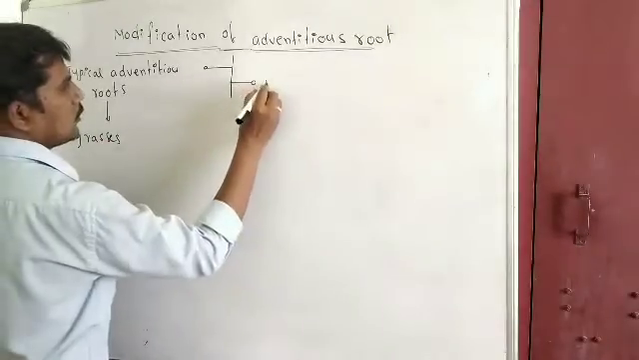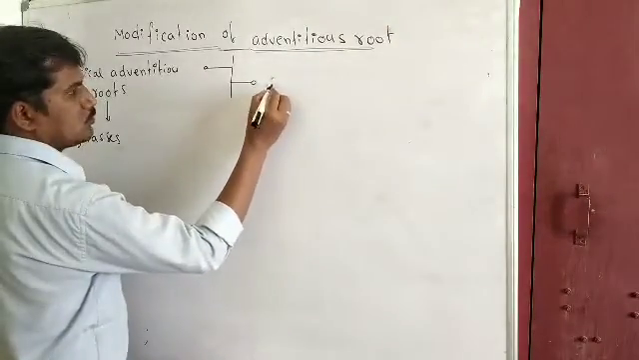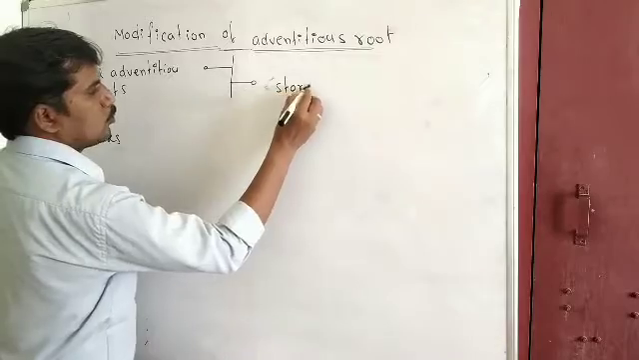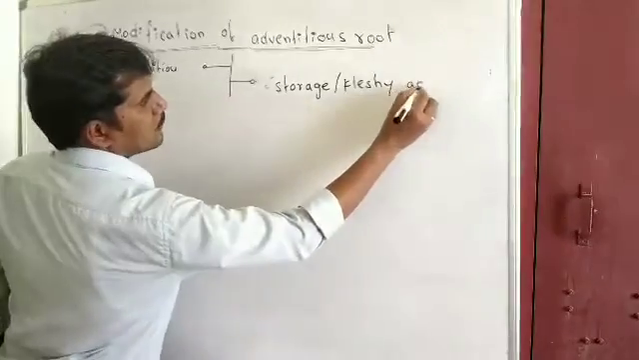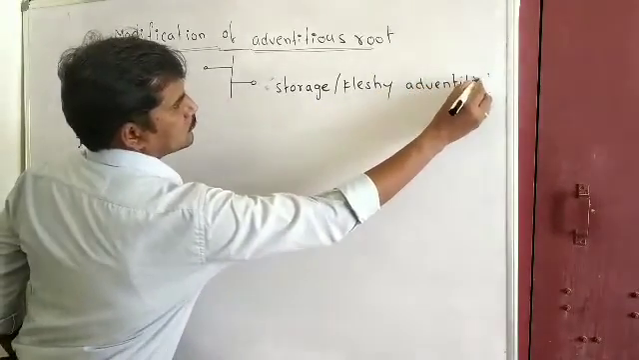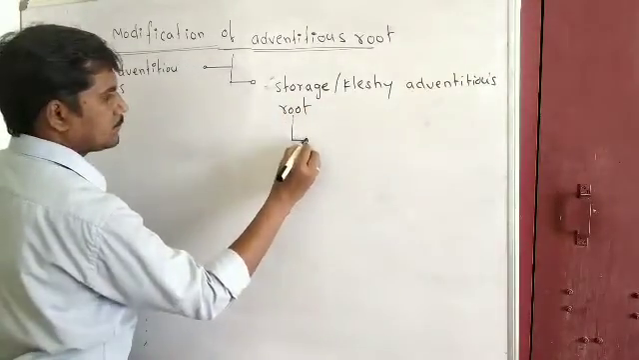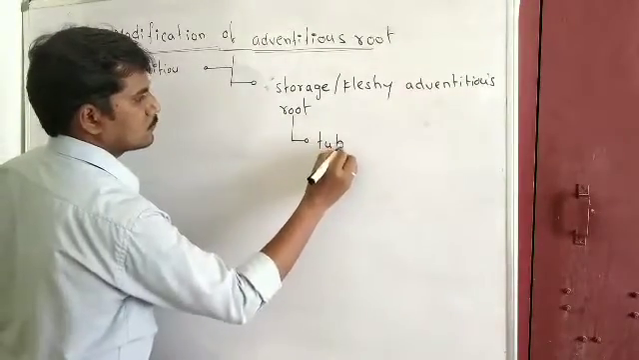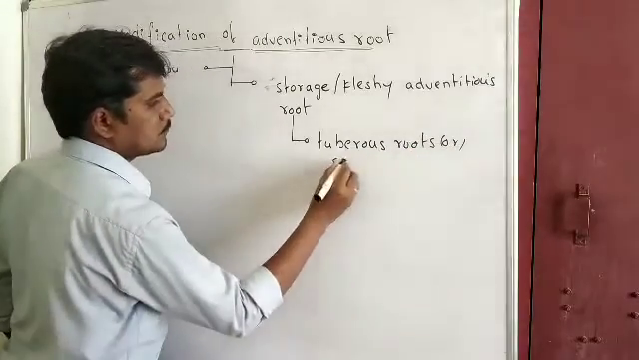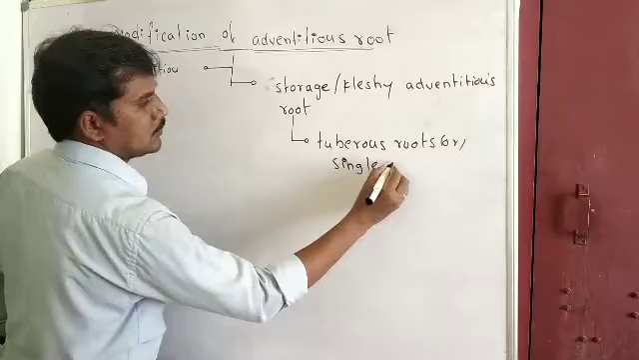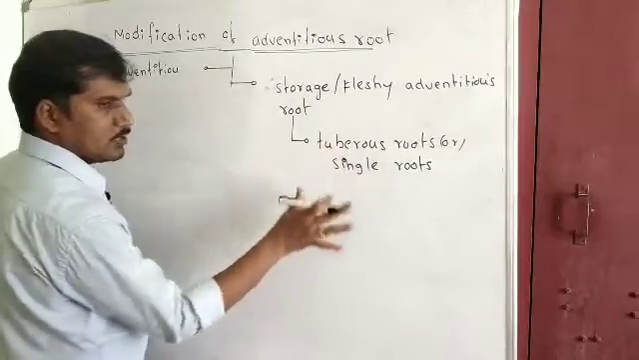Next we are going to discuss the modification of the adventitious root system, that is storage or fleshy adventitious roots. Under this we are going to discuss the very important tuberous roots. Tuberous roots are also called single roots. They are mainly involved in storage of the food material.